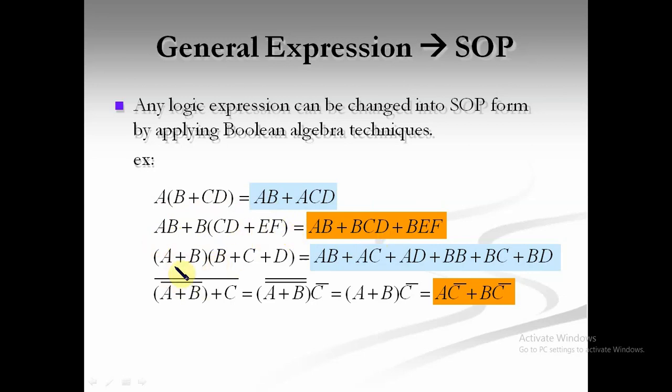Again here we take the same kind of example, bracket A plus B and B plus C plus D. Then you have to multiply one term into the other bracket, that is A to B, hence AB, AC, AD, and again the remaining terms BB, BC and BD. Here we take bracket A plus B bar plus C whole bar, equal to A plus B double bar times C bar, equal to A plus B. This is the law we used here, De Morgan's and distributive law, and we reduce the equations.